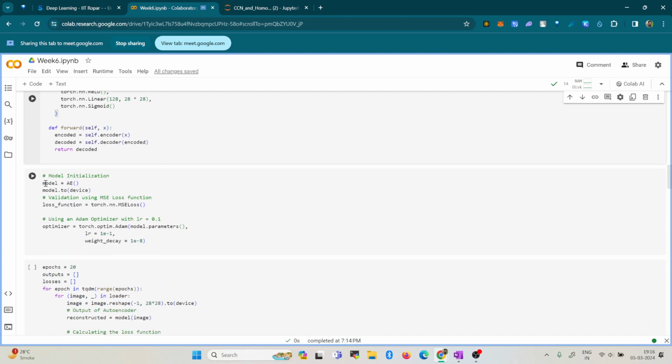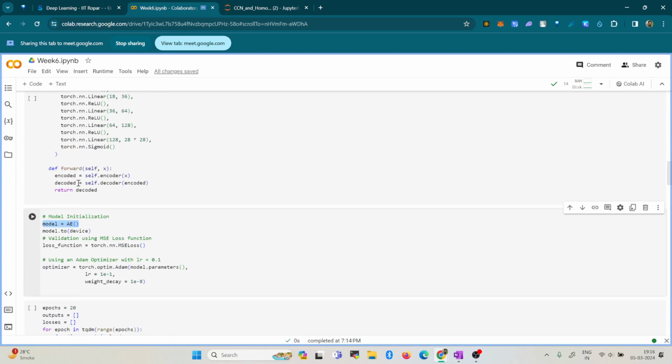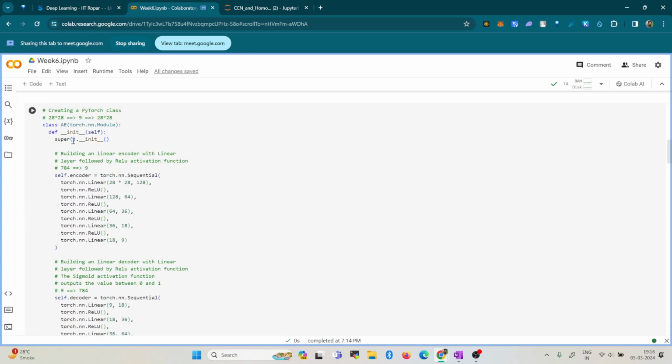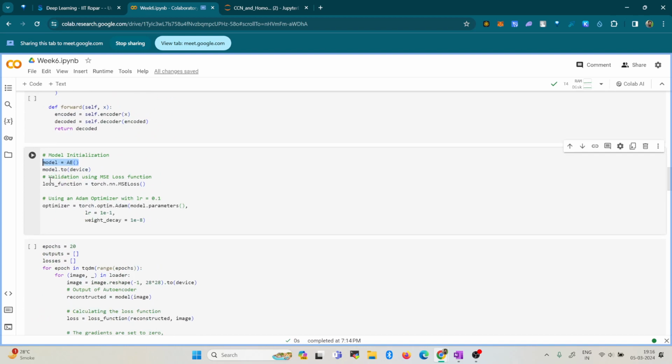Now let's create a variable, model, of this class. So I created a model named model of class AE. And I have moved my model to device. Just ignore this line for the time being. What I am doing is pushing this model to my GPU so that my calculation becomes faster. This is the only purpose of this model-to-device line.